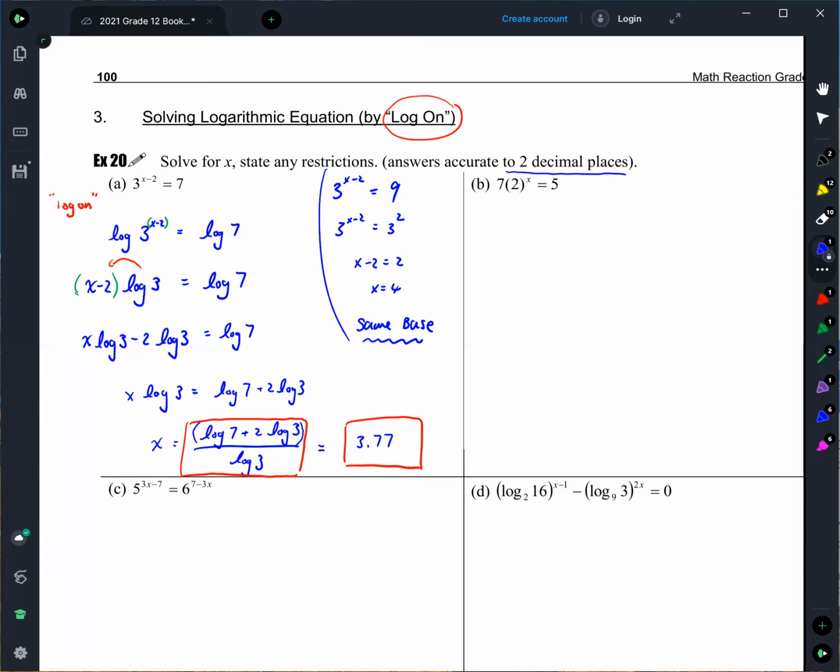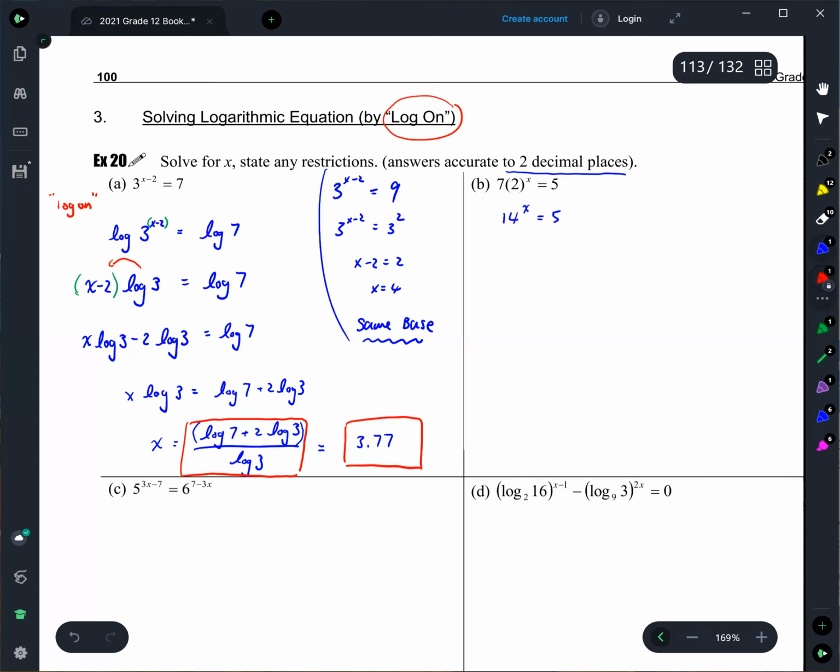So I just want to mention some of the common mistakes that people make. You see a 7 at the front and then you just multiply together, make it into 14 to the x equal 5. Make sure you cannot do that. Okay, so please write this down. I was hoping someone would make a mistake like this. Okay, so this is wrong.